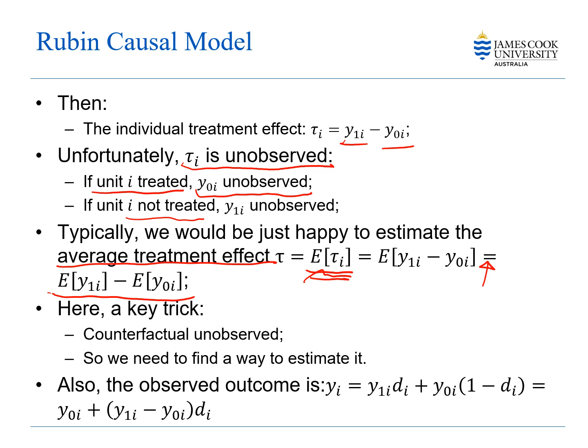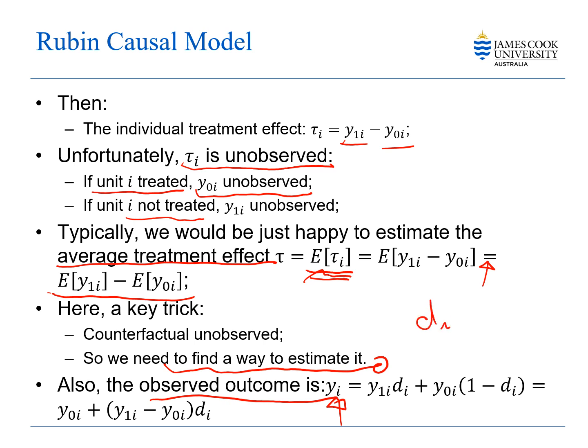In order for us to estimate this, the key trick here is that we need to find a way to estimate this counterfactual. So later on, we are going to have different designs that allow us to estimate these counterfactuals. And also note that the observed outcome is called Yi. The observed outcome for unit i will be equal to Y1i times Di plus Y0i times 1 minus Di.